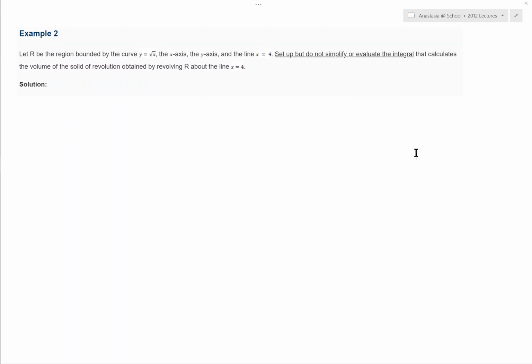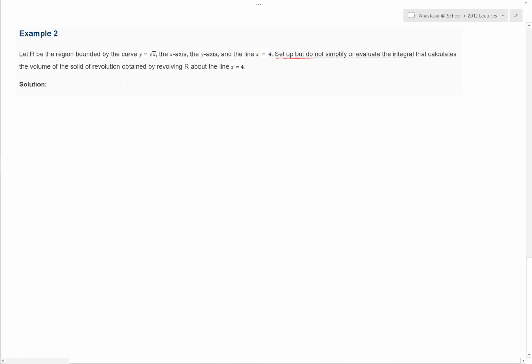In example 2, we have R described as the region bounded by the curve y equals the square root of x, the x-axis, the y-axis, and the line x equals 4. And we're asked to set up but not simplify or evaluate the integral that calculates the volume of the solid of revolution obtained by revolving R about the line x equals 4.